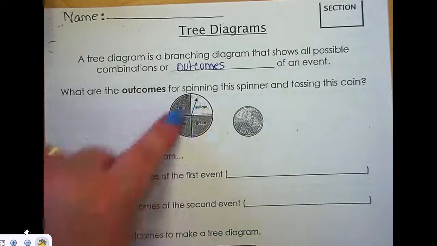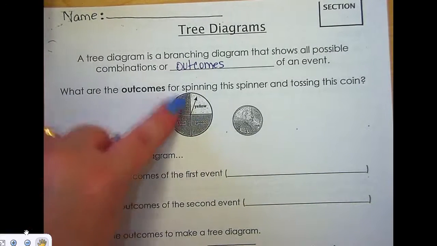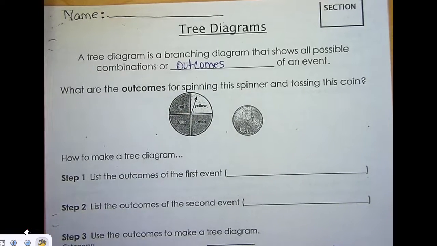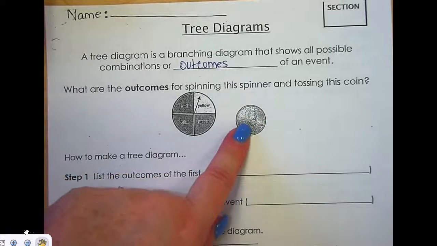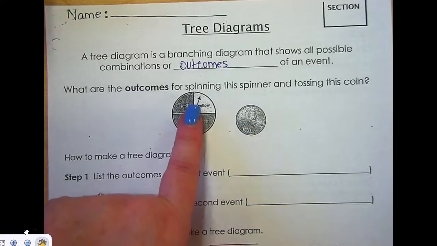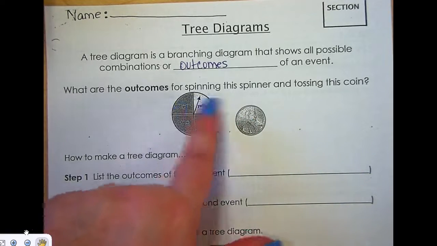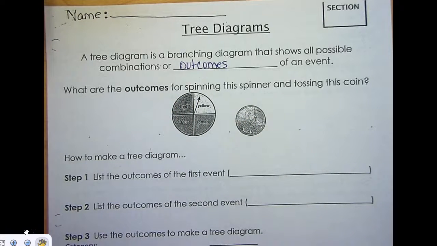So what are your possible outcomes for this spinner? So you could either land on yellow, green, blue, or red. Those are your possible outcomes. So how many possible outcomes are there on this spinner? 4. There's 4 possible outcomes. And then if you flip this coin, how many possible outcomes are there? 2, heads or tails. And so what we learned yesterday is that we can figure out how many possible outcomes there are. If there's 4 here and there's 2 here, 4 times 2 is 8. So there's 8 possible outcomes.